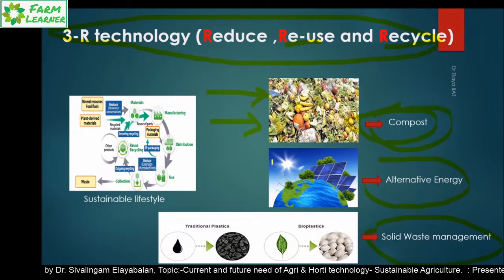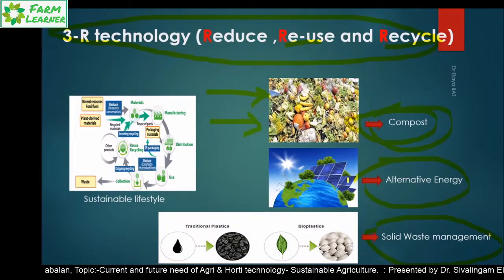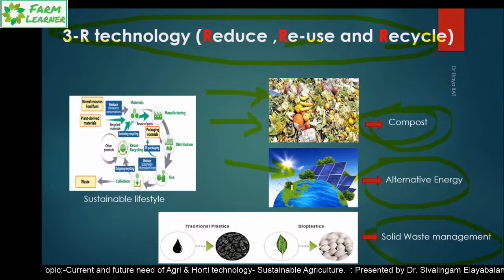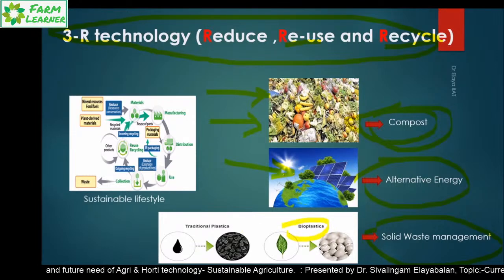Then alternative energies: solar for pumping water, solar for home purposes. We need to go for alternative energy, and avoid electrical generation and nuclear generation. Now the government is implementing solar and wind energy for the agriculture sector as well. Next, instead of traditional plastic, we need to promote bioplastic. We need degradable bioplastics.